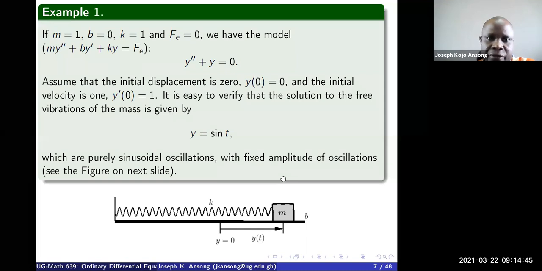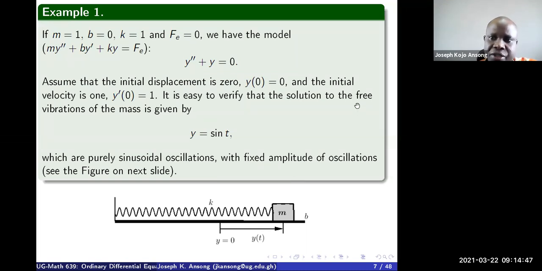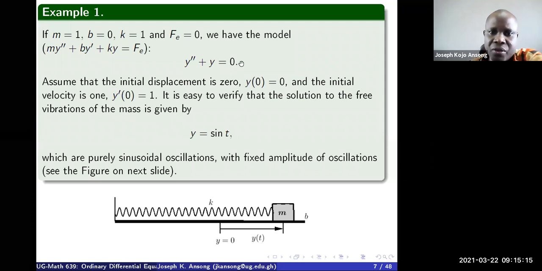Here's an example. Let's take the equation that we just derived and assume that m is 1, b is 0, so we don't have damping, there's no friction. Then we take k to be equal to 1, and no external force. Then the model just reduces to this simple equation, which we can solve. I'll show you later how these are solved. You guys know how to solve this already, but for undergrads, I will teach them how this is solved.